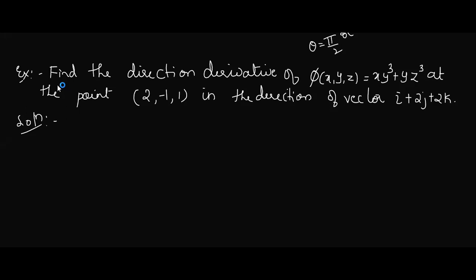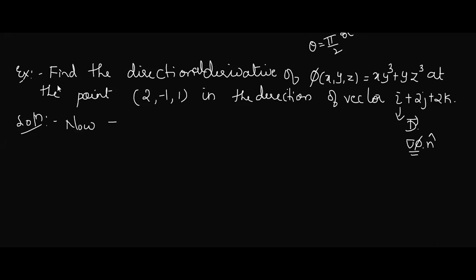It is not direction, it is directional derivative. We need to find the directional derivative of this scalar function at the point 2, minus 1, 1 in the direction i plus 2j plus 2k. What does this represent in my definition? This represents the vector D. First, we know that the directional derivative is given by del phi dot n cap. So first we'll find del phi.